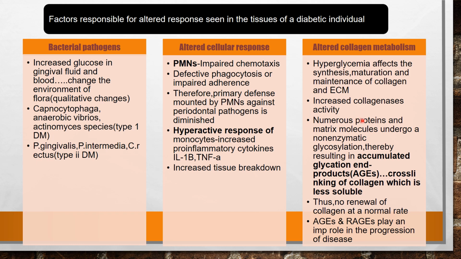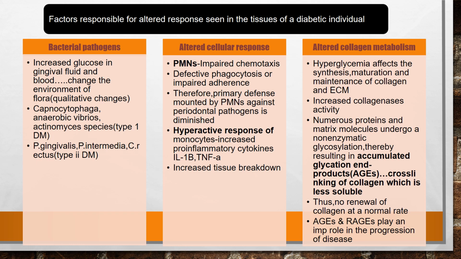some of the proteins and matrix molecules in the structure will undergo non-enzymatic glycosylation. This leads to accumulated glycation end products. So there will not be enzymatic glycosylation, they will undergo non-enzymatic glycosylation, and there will be formation of AGEs, the accumulated glycation end products, which leads to cross-linking of collagen.